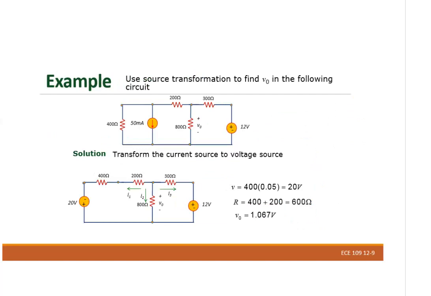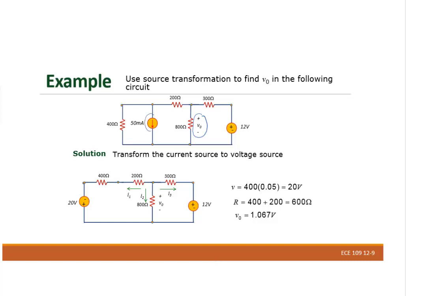Here is one example. This circuit we can solve again using node analysis or mesh. The question is asking to find out the V0 right there. But we're going to use source transformation.